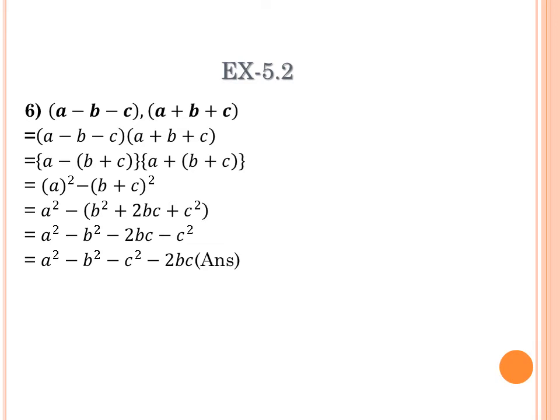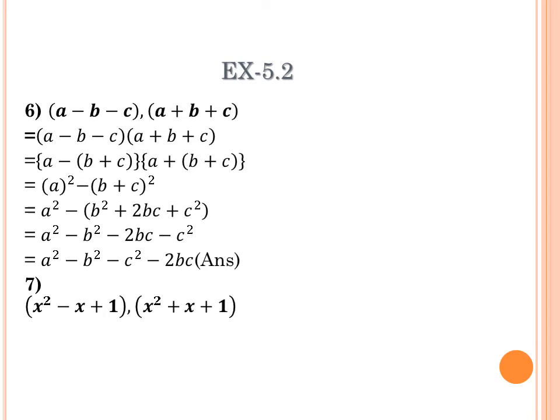If we write it in arrangement, then you can write a square minus b square minus c square, a square term, and after that minus 2bc. The next math will be number 7, the same type of math.